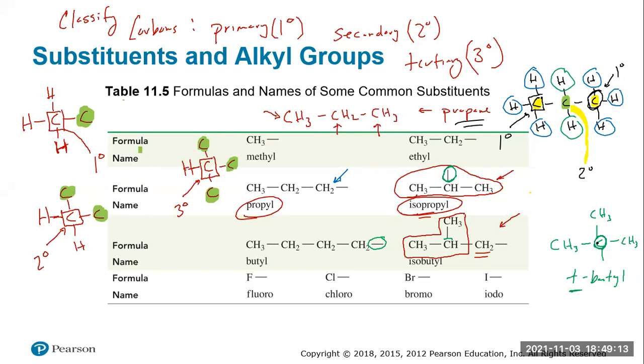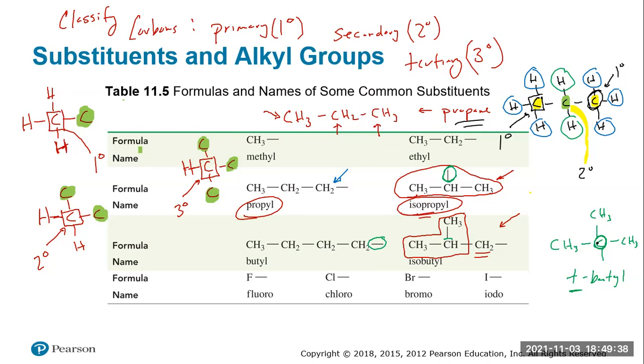So again, just simply the different spots where you attach can give you different group names. For us, pretty much isopropyl, maybe isobutyl, are probably the only strange ones that we'll come across. But there are obviously some different ones along the way. Any questions on that?